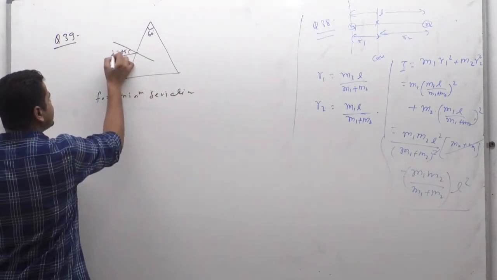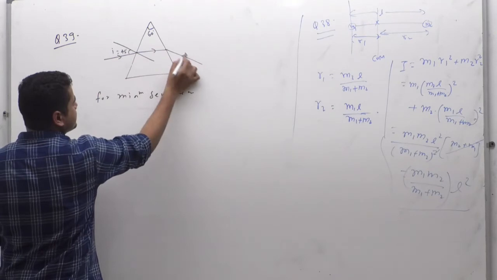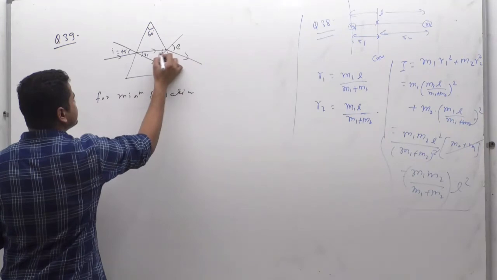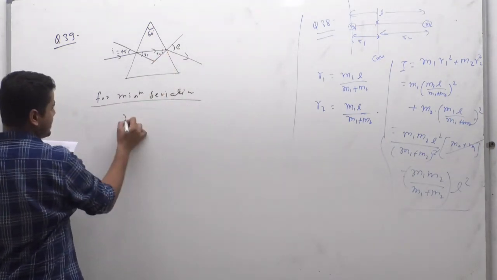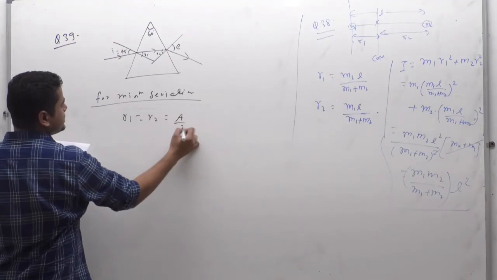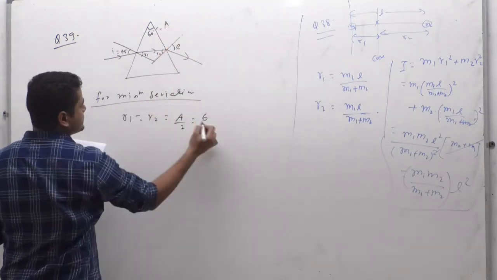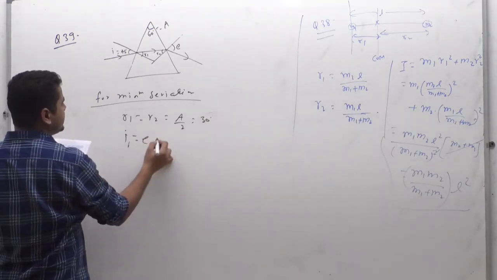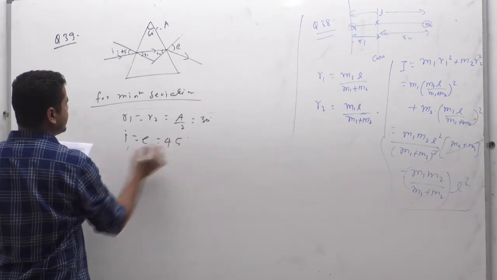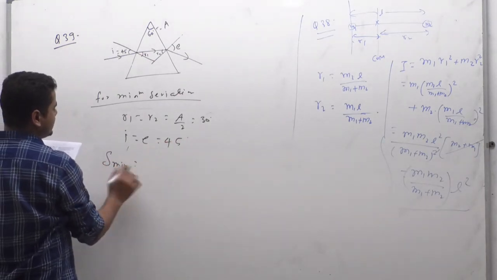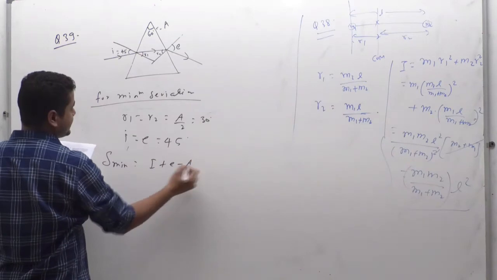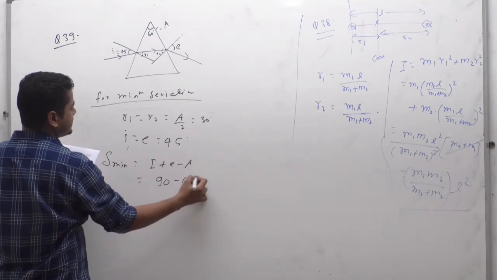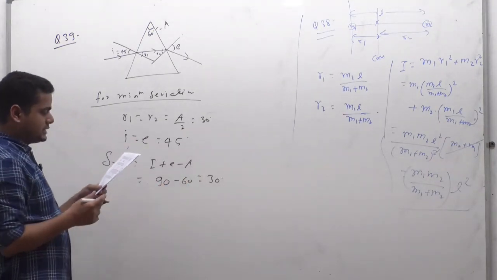This is i, the angle of the incident ray. Suppose this is the normal, so this is e, this is r1, this is r2. For minimum deviation, r1 equals r2 equals A by 2. A is this angle, so r will be 30 degrees, and i equals e, so i equals 45 degrees. Minimum deviation, delta minimum, equals i plus e minus A. Since i and e are the same, i plus e will be 90, and A is 60, so it will be 30 degrees. So this is the minimum deviation.